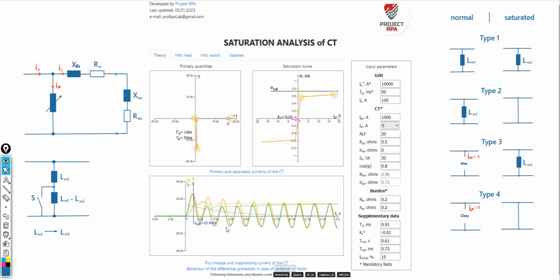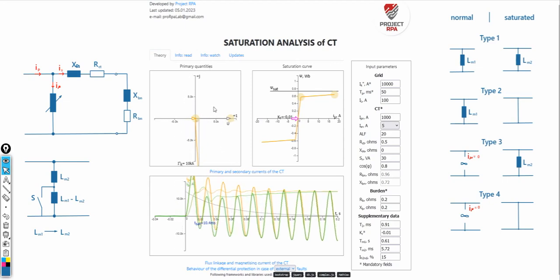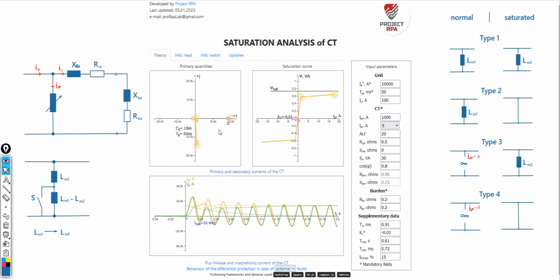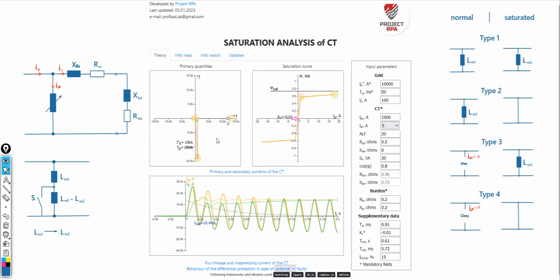The last important point is the scale change. With the primary quantities, we have a uniform scale, because on each axis the unit is ampere. We turn the mouse wheel and the scale changes simultaneously on both axes. Here, however, we have the unit ampere on the x-axis and Weber on the y-axis. Therefore, the scale must also change independently.